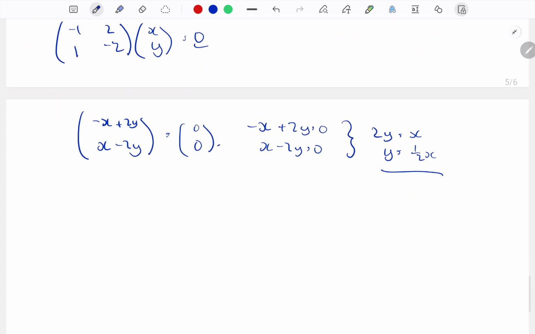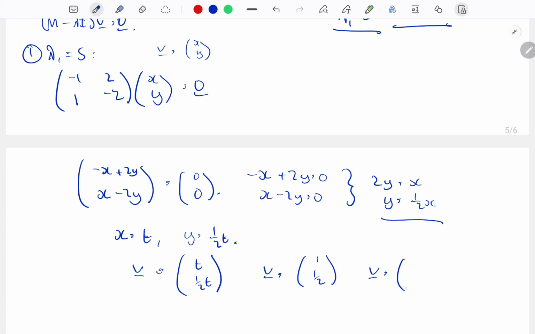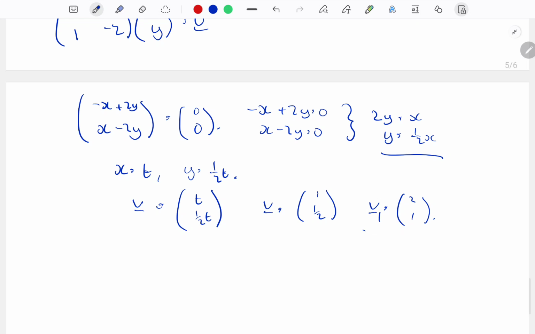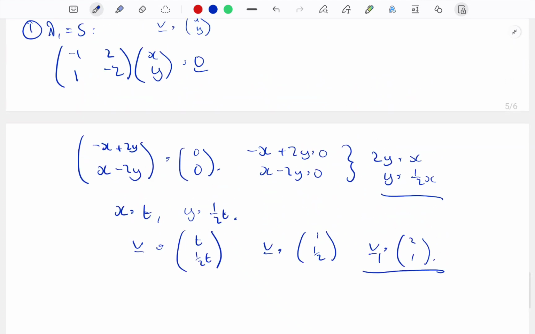So this here represents your invariant line. However, it's important to note that we want it in vector form. So if we set x is equal to t, then y is equal to 1/2 t. So therefore the eigenvector is equal to (t, 1/2 t), or all we require is that it's parallel, so v is equal to (1/2, 1) or (2, 1). So this here is v1. It's the corresponding eigenvector for the eigenvalue lambda 1 equals 5.